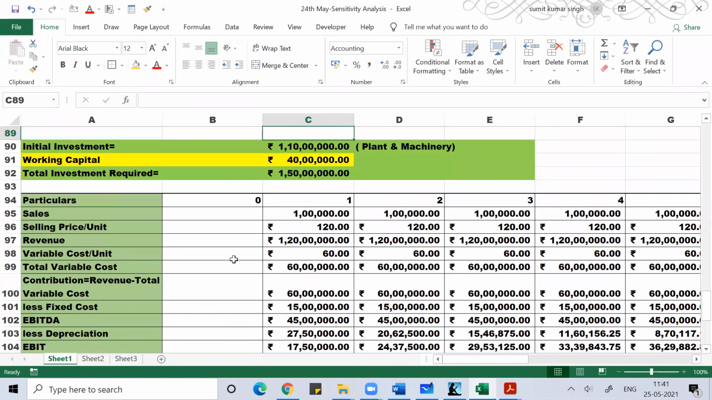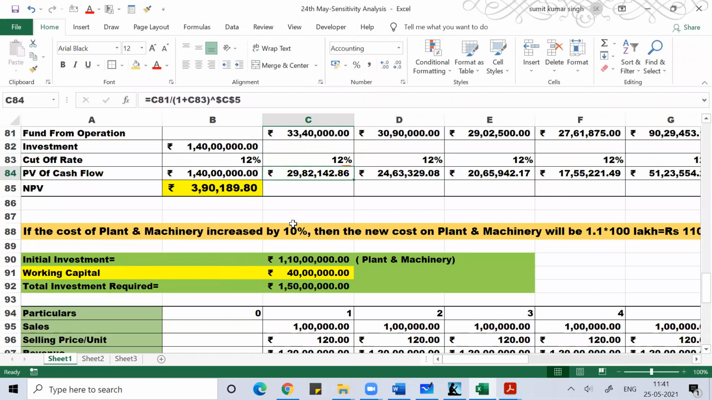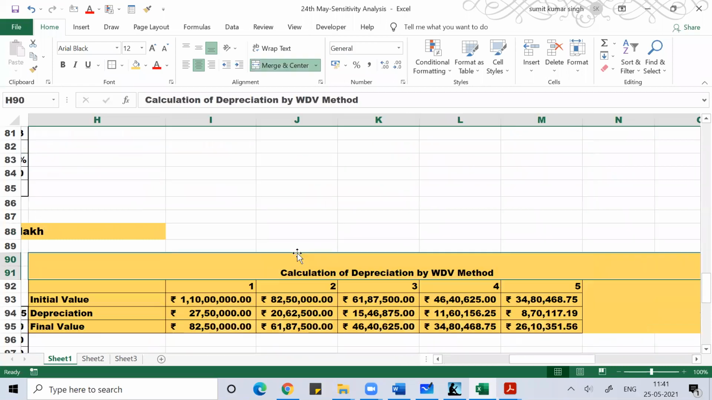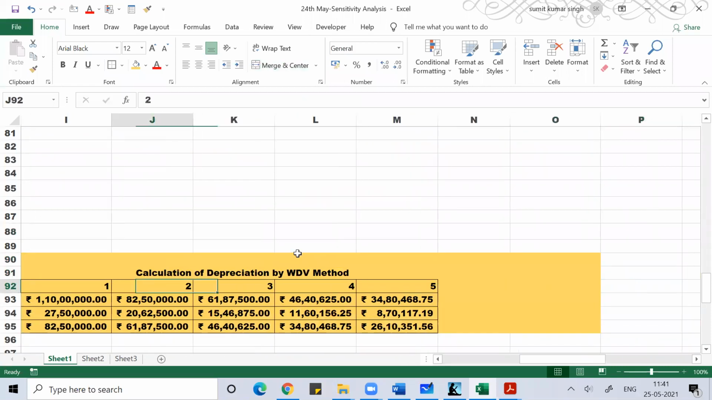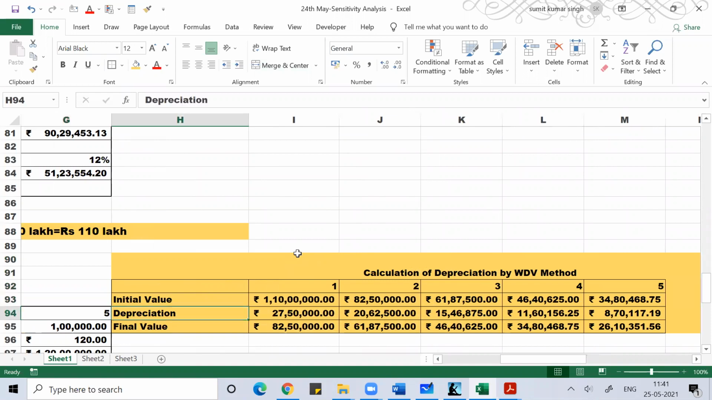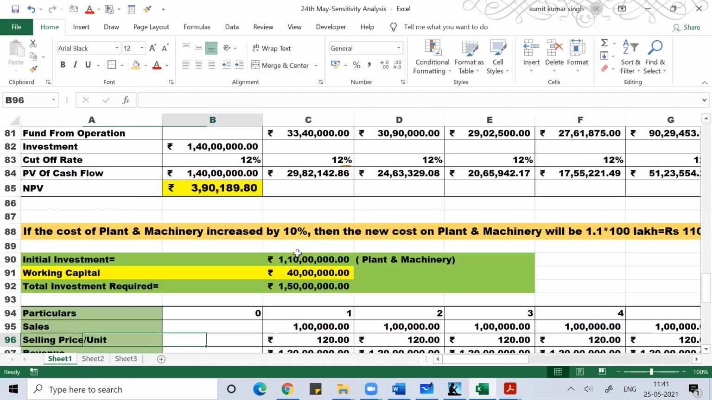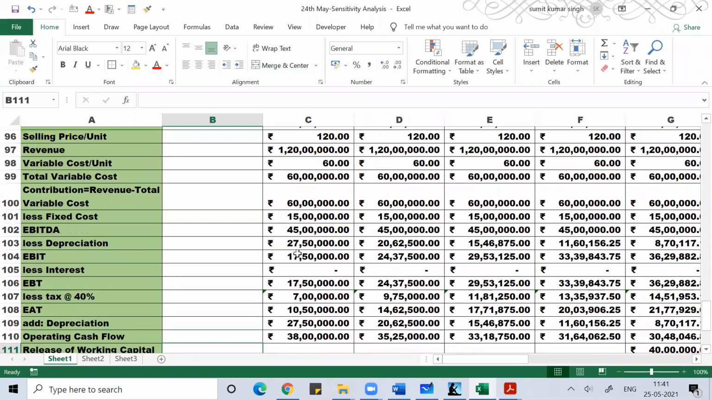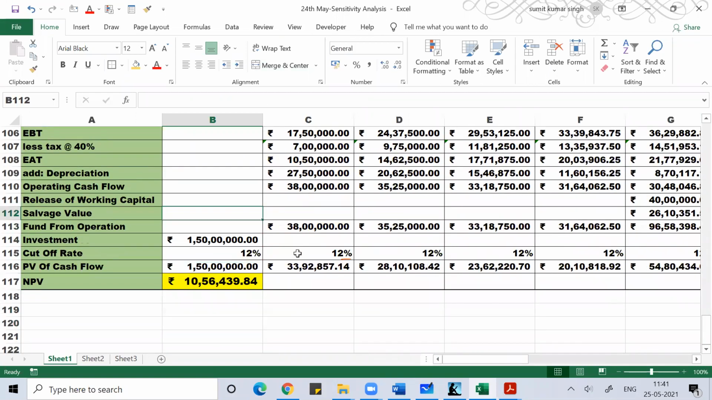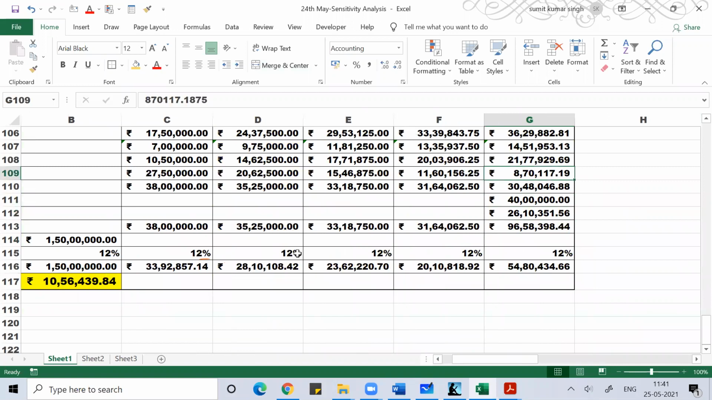So, if you're changing the cost of plant and machinery, what all is going to change? Your calculation of depreciation will change. Then your salvage value will change, and the initial investment to start the plant will also change. Earlier it was 1,40,000, now it becomes 1,50,000. Anyone, any doubt, any question?